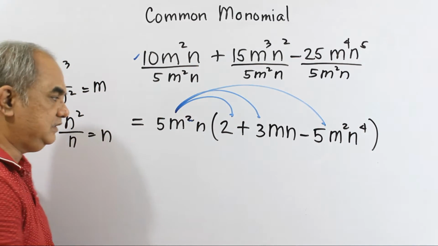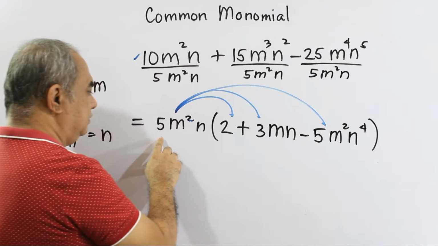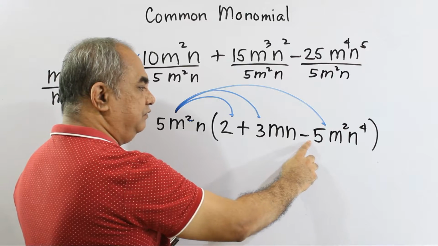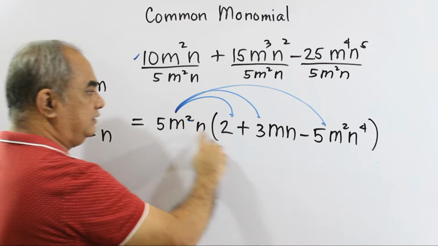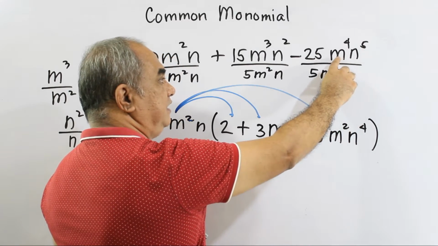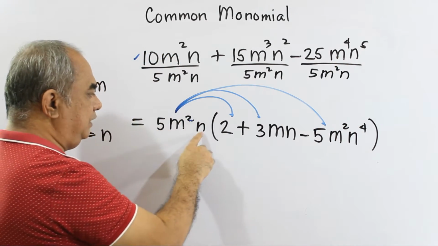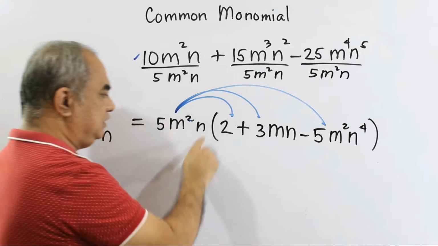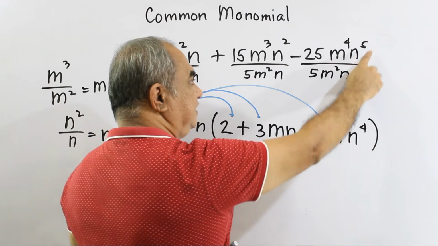Let's start with the constant. So 5 times negative 5 will give us negative 25. And m squared times m squared will give us m to the 4th. We add the exponents, right? And finally, we have n times n to the 4th. Since we have a hidden exponent of 1, so 1 plus 4 will give us 5.